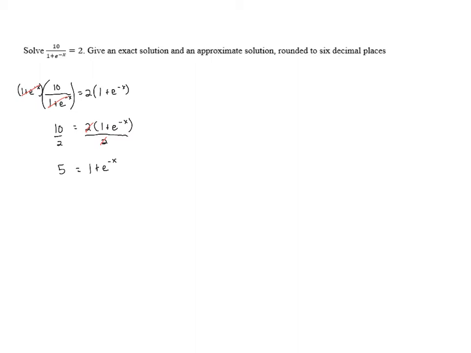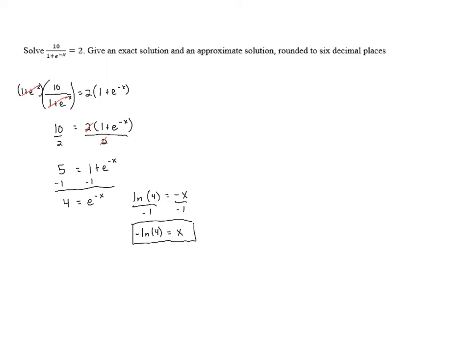And to get that e to the negative x alone, we can subtract 1 from both sides, giving us 4 equals e to the negative x. Now we can write this in logarithmic form. This becomes ln of 4 equals the opposite of x. And then to get the x alone, we divide both sides by negative 1. And we see that x is the negative logarithm of 4. Natural logarithm, that is. This is our exact answer.